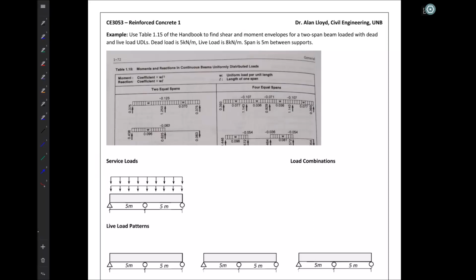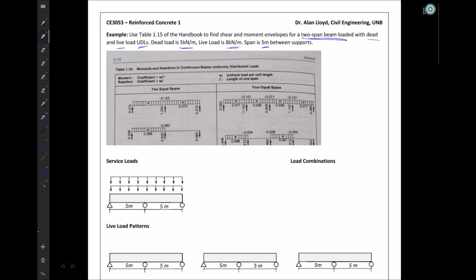In this example, we'll look at how to find shear and moment envelopes for the factored load distributions on a simple two-span beam that is loaded with both dead and live loads that are uniformly distributed. The magnitude of the dead load is 5 kilonewtons per meter and the magnitude of the live load is 8 kilonewtons per meter, and the span is 5 meters between supports.